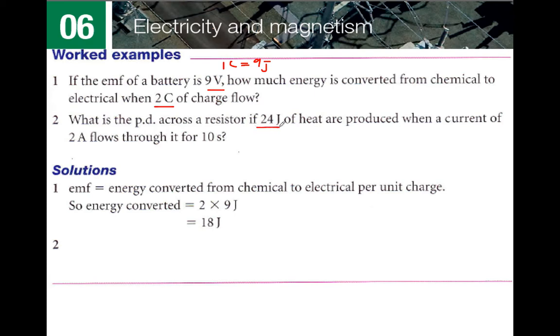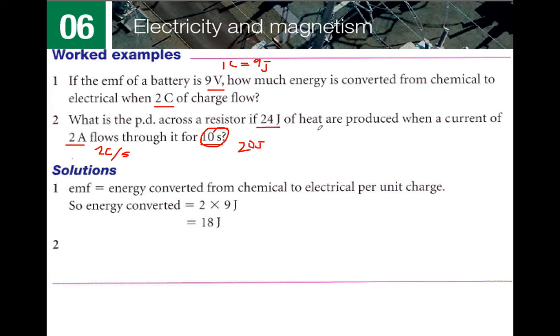What is the PD across the resistor? That's 24 joules of heat produced of a current of 2 amps for 10 seconds. Again, 2 amps means we have a flow of 2 coulombs per second. So it's flowing for 10 seconds. So we know that we have 20 joules.